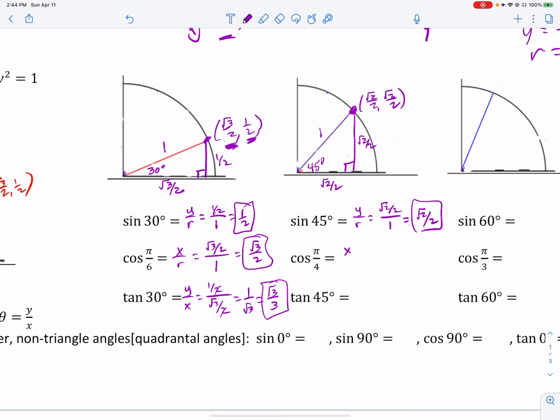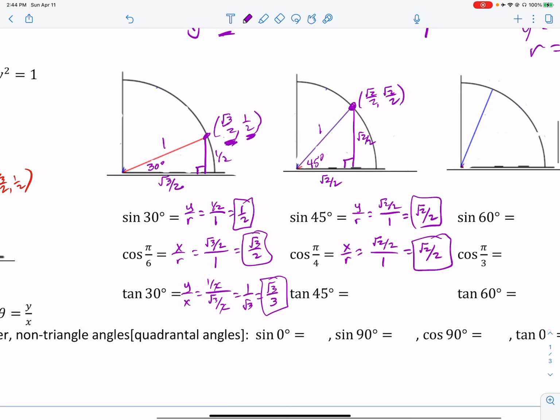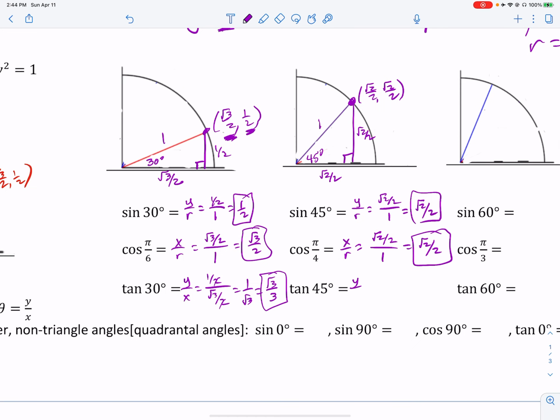Your cosine is your x over r, where your x is root 2 over 2, all over radius of 1, which is just your x value. And that's the kind of nice thing. Sine and cosine of 45 degrees, or pi over 4, are both root 2 over 2. And then your tangent is your y over your x. And in this case, they have exactly the same value and the same sign. And so it comes out to a nice clean 1.